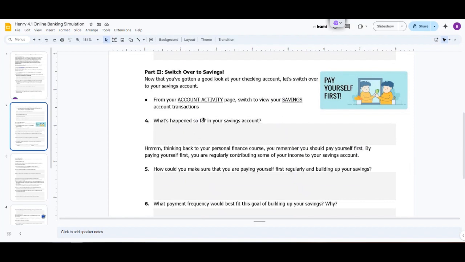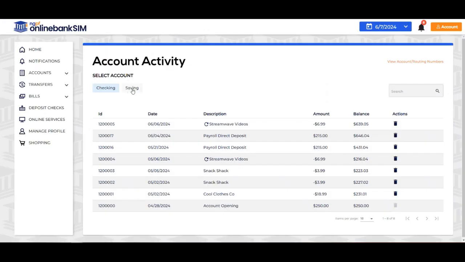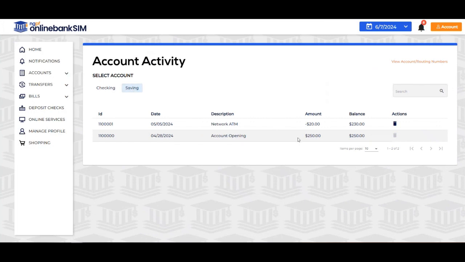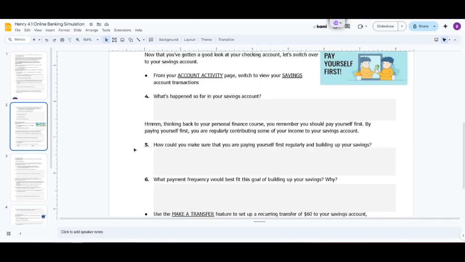Switching over to savings, what's happened in our savings so far? If I click over to savings, nothing has happened since I opened it, other than taking out that $20 from a network ATM. So I withdrew $20 cash from an ATM. We already saw that when we first looked at that account.